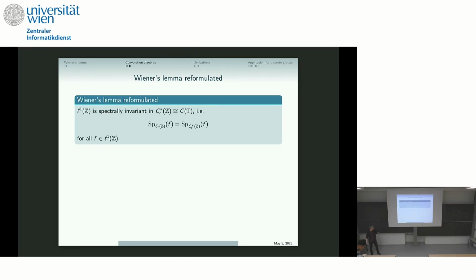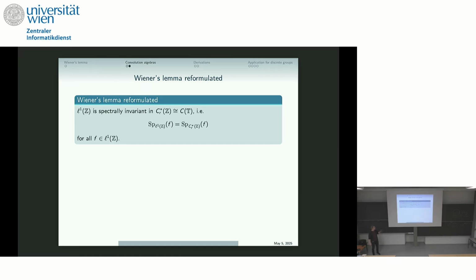So then I can reformulate Wiener's lemma in the following way. It is really just a statement that L1 of the integers is spectrally invariant in C of T, which through the Fourier transform I identify with the reduced C-star algebra of the integers. Now, this is also equal to the full C-star algebra of the integers, if you're familiar with the full C-star algebra.